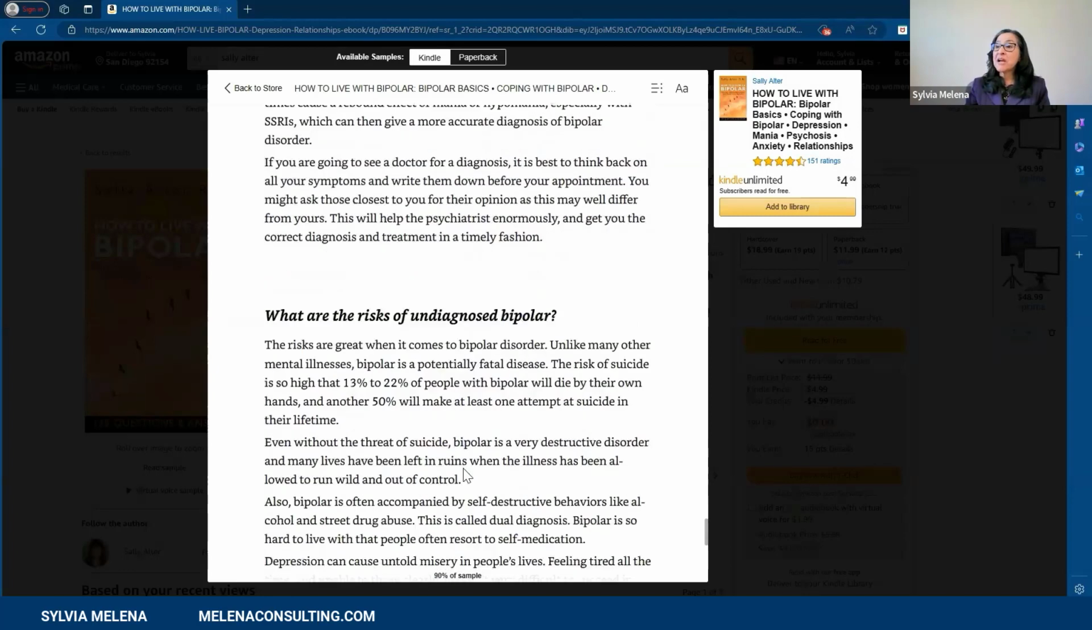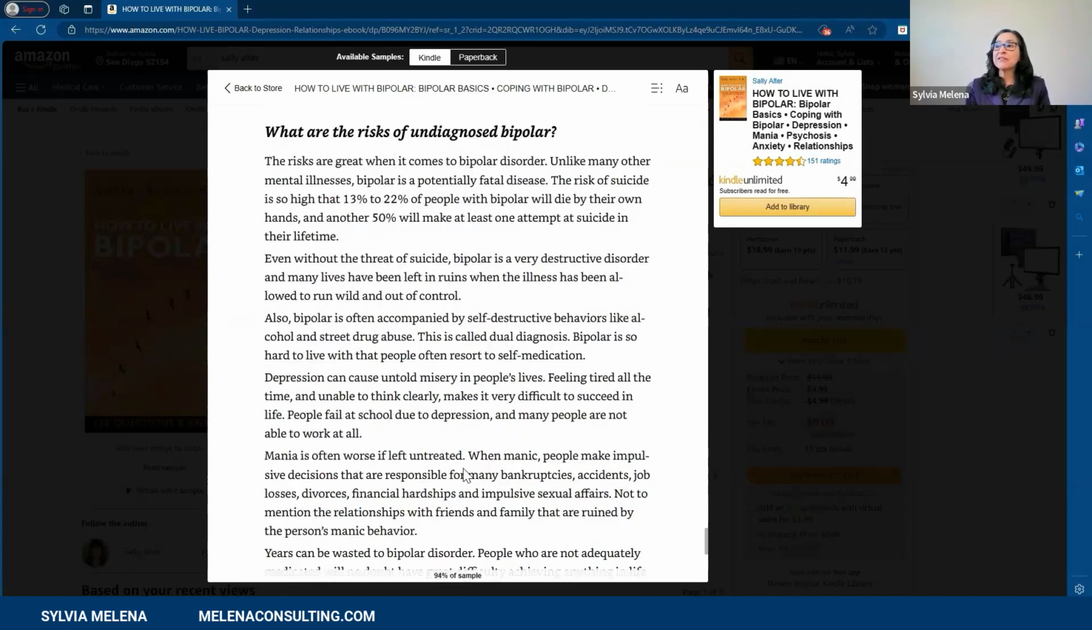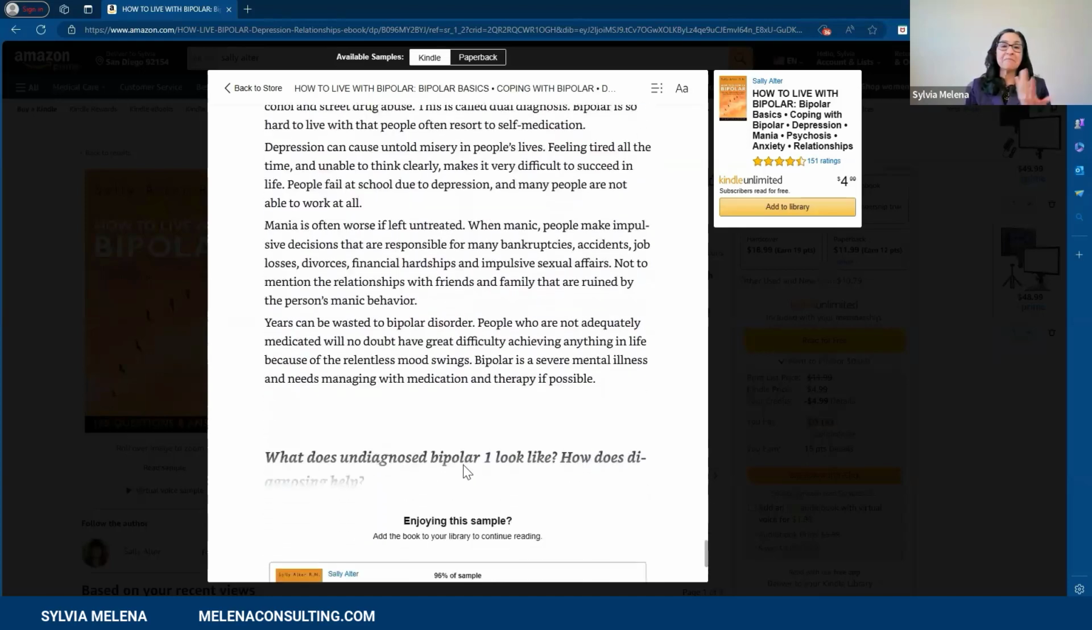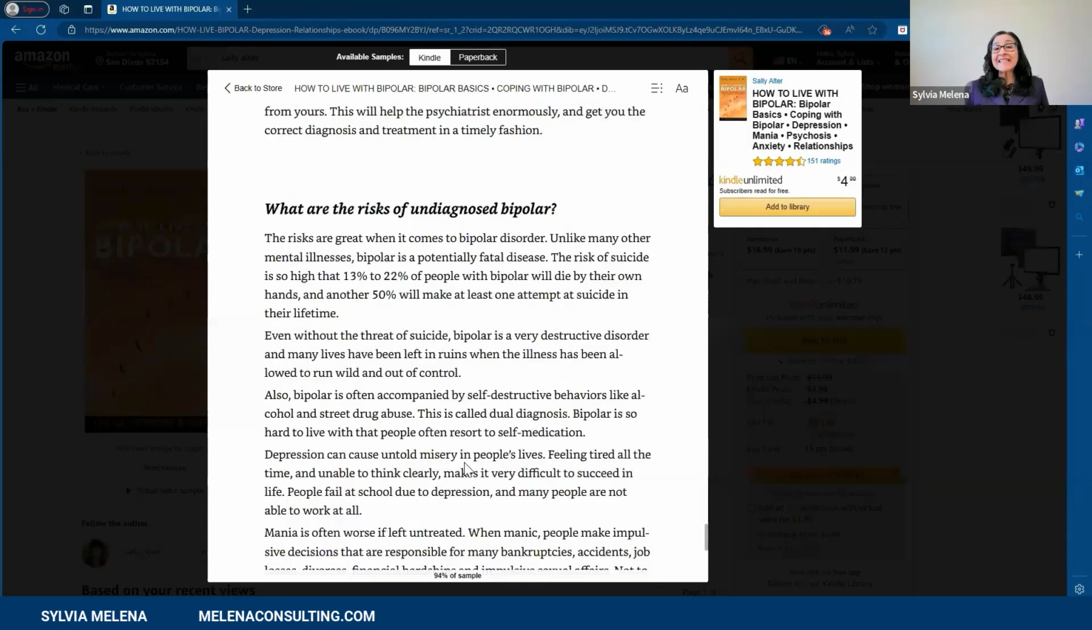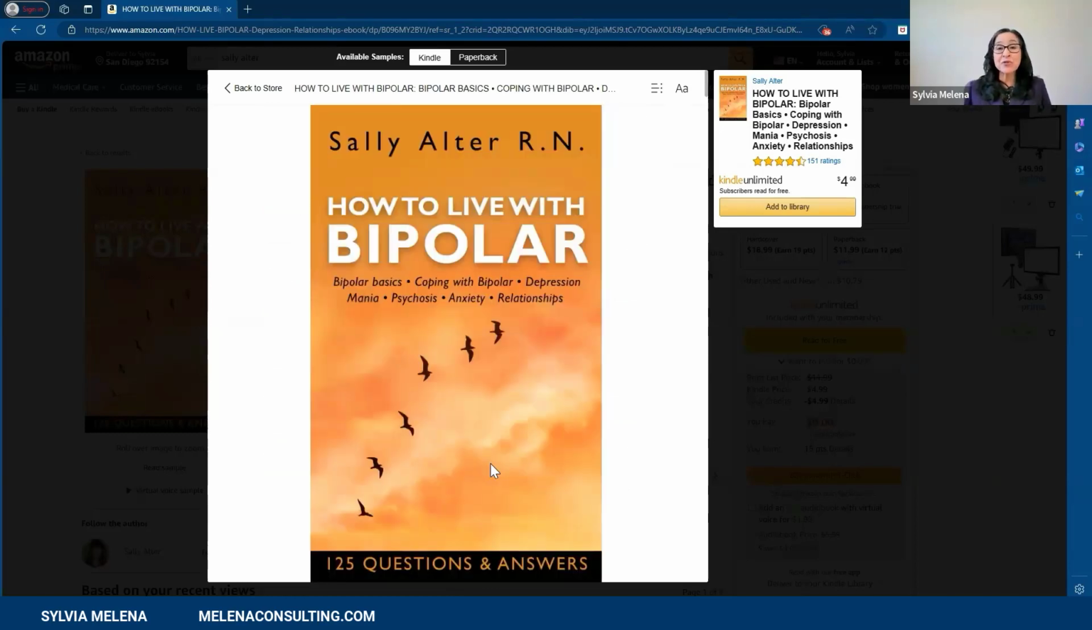Done. Chapter 3, third question. What are the risks of undiagnosed bipolar? Real quickly. Answer is chapter 2. And that's how her entire book is organized. So as you can see, it's a really simple book structure that you can organize in a matter of minutes. That's the question and answer structure.